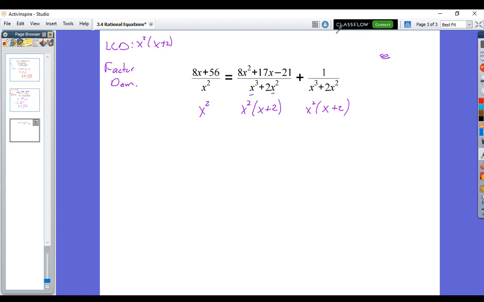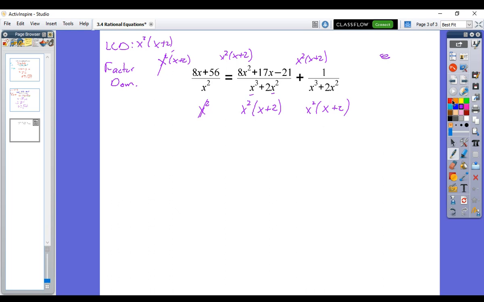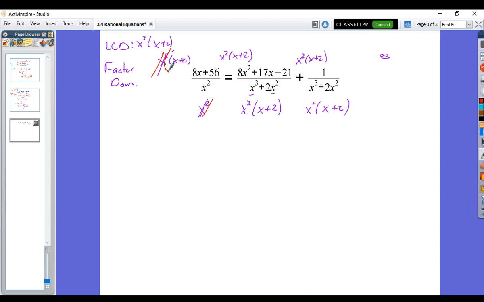So we're going to multiply this to all of these terms: x squared times x plus 2, x squared times x plus 2, and x squared times x plus 2. The x squareds cancel out right here, so we're just left with 8x plus 5 plus 56 times x plus 2. We have to FOIL that out. That cancels that, so we're left with this right here. We'll FOIL that here in a bit.